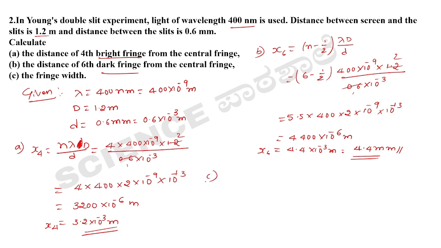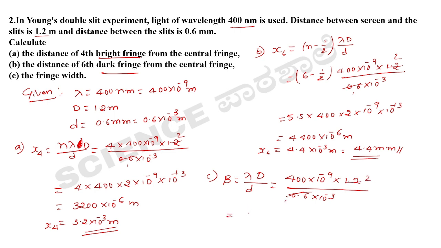Next, see what they'll ask. Fringe width they'll ask. What is the formula for fringe width? That is beta is equal to lambda capital D by small d. What is lambda here? 400 into 10 raised to minus 9 into capital D, 1.2 divided by small d, how much? 0.6 into 10 raised to minus 3. Again the same thing, 1s are 2s are.